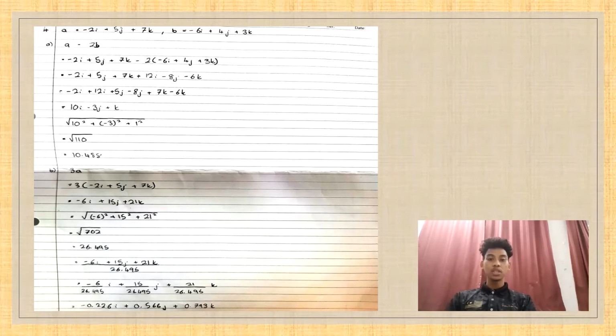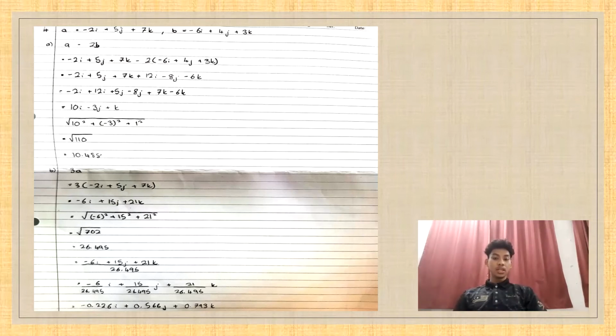But this question is not finished yet. We should square root the 10 squared plus 3 squared plus 1 squared, equals square root 110. And the final answer is 10.488.